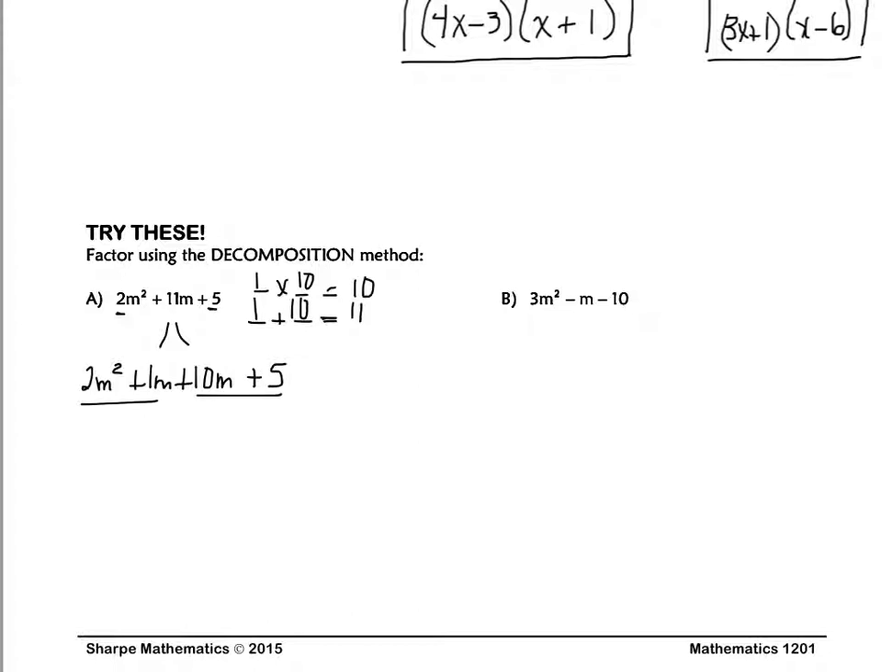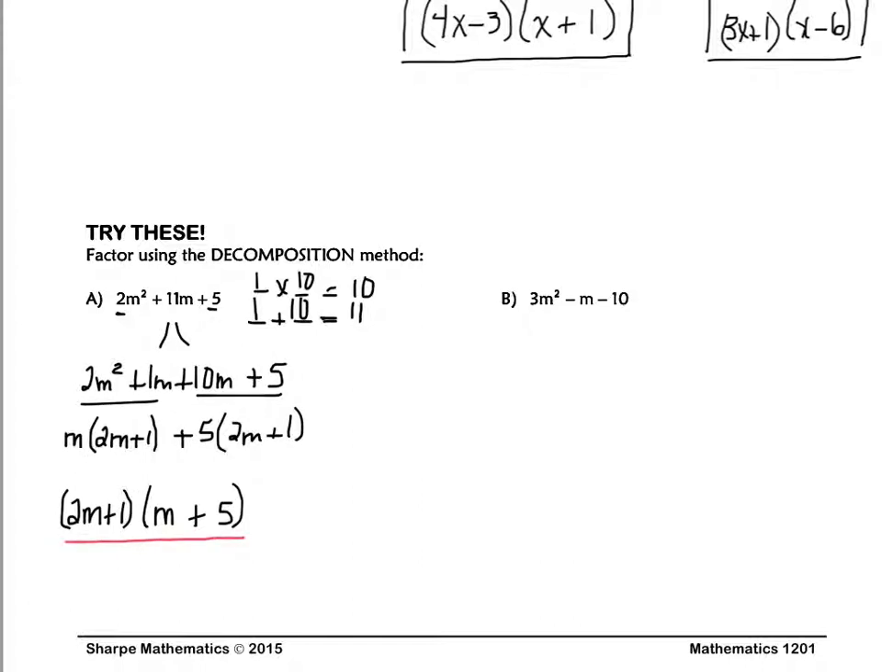So the first group has a GCF of m outside of 2m plus 1. And the second group has a GCF of 5 outside of 2m plus 1. And then 2m plus 1 is your common binomial that's in both of those groups. When you take it out of the first group, you're left with m. You take it out of the second group, you're left with 5. And these would be the factors. This would be your answer.